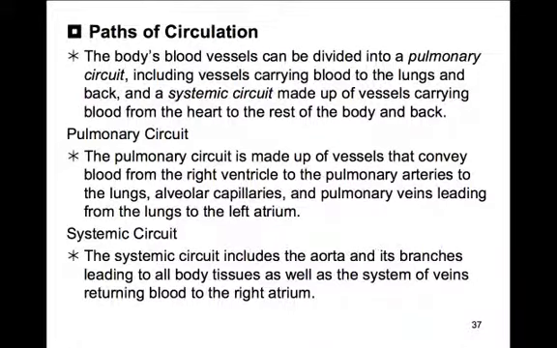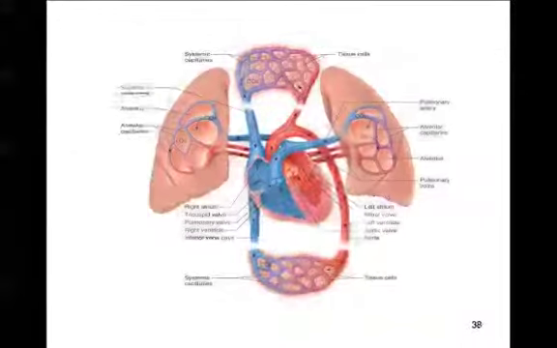The systemic circuit includes the aorta, which has many branches that lead to all the body tissues, as well as a system of veins that return the blood to the right atrium. This is a much more complex circuit. We'll spend the majority of the rest of this chapter looking at those vessels.